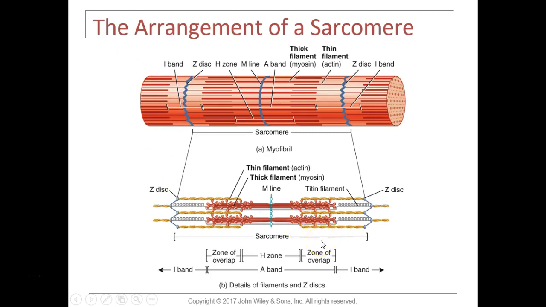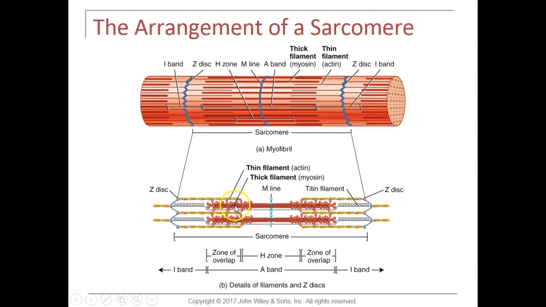Well, we have what we call thick and thin myofilaments, or thick and thin filaments. The thin filament is called the actin filament. The thick filament is called the myosin filament. Now, the thin filaments are anchored directly to the Z-discs, as you see in this picture.